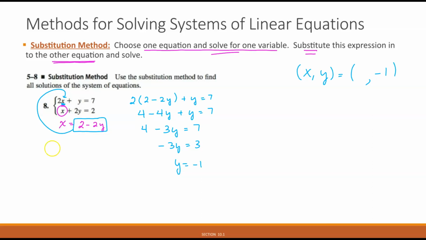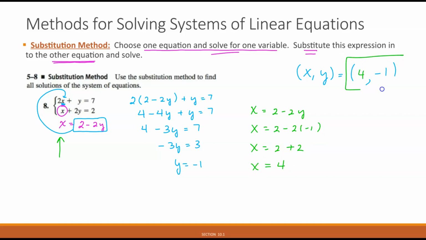If y is equal to 1, how can we figure out what x is? We can take that equation, 2 minus 2y. We'll substitute in a negative 1 for y. So we get 2 plus 2, which is equal to 4. And there's our missing piece. There's the ordered pair that satisfies both of these equations at the same time.